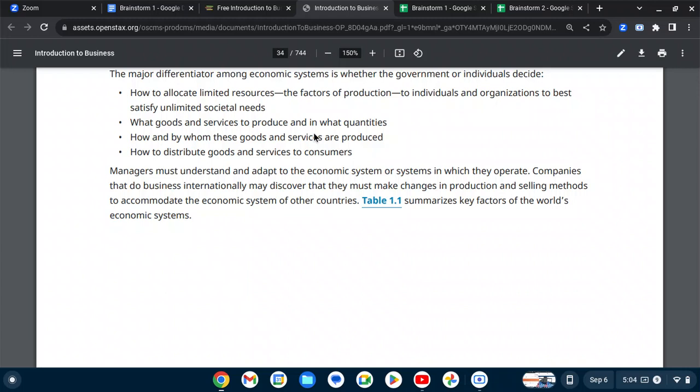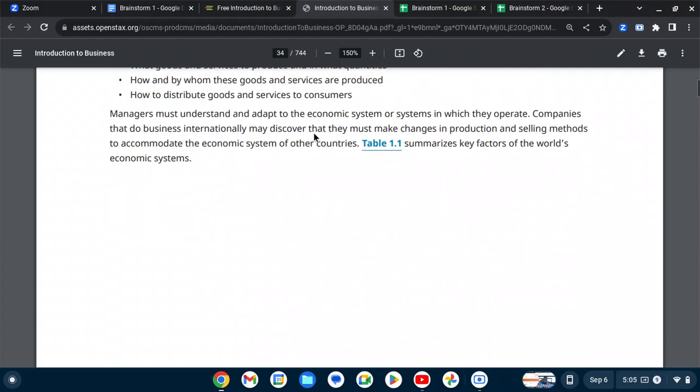The major differentiator among economic systems is whether the government or individuals decide how to allocate limited resources, the factors of production, to individuals and organizations to best satisfy unlimited societal needs: what goods and services to produce and in what quantities, how and by whom these goods and services are produced, and how to distribute goods and services to consumers. Managers must understand and adapt to the economic system or systems in which they operate. Companies that do business internationally may discover that they must make changes in production and selling methods to accommodate the economic system of other countries. Table 1.1 summarizes key factors of the world's economic systems.